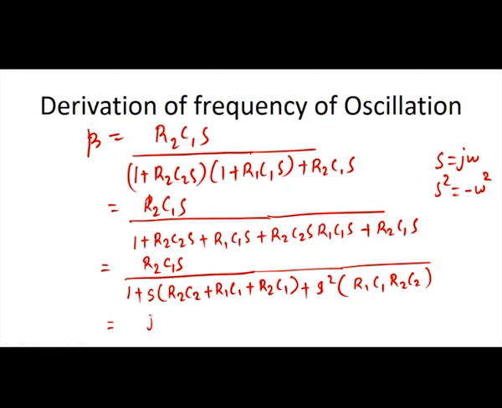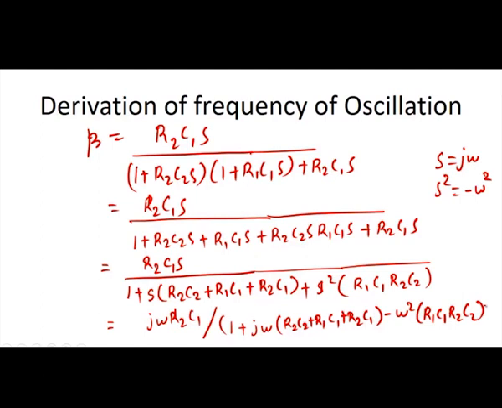beta is equal to j omega R2 C1 divided by 1 plus, again S is equal to j omega, the entire term j omega times R2 C2 plus R1 C1 plus R2 C1, minus omega squared into R1 C1 R2 C2. So, this is now your beta.